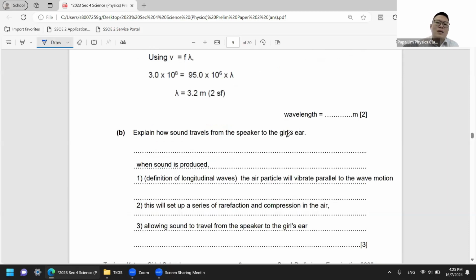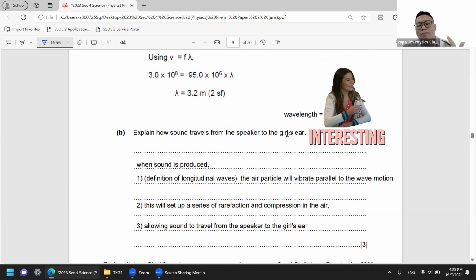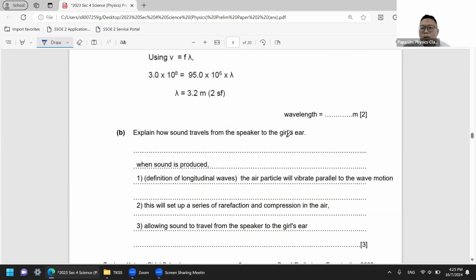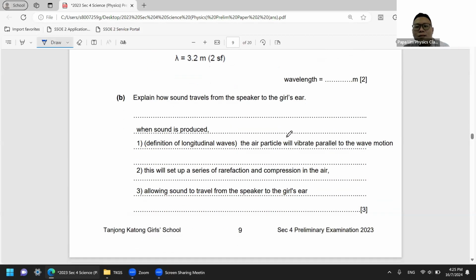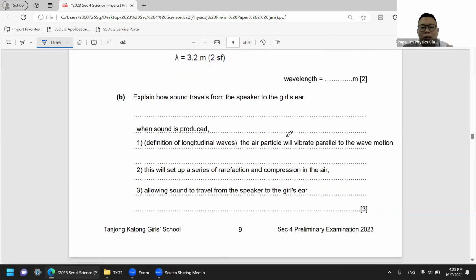Particularly when the question asks, how does sound travel from one place to another, or how is sound produced? Or sometimes they will say how is sound being transmitted, or how does sound travel through water? Whenever you encounter this type of question, they are all looking for the same answer technique, in a sense that your answer will encompass two important keywords.